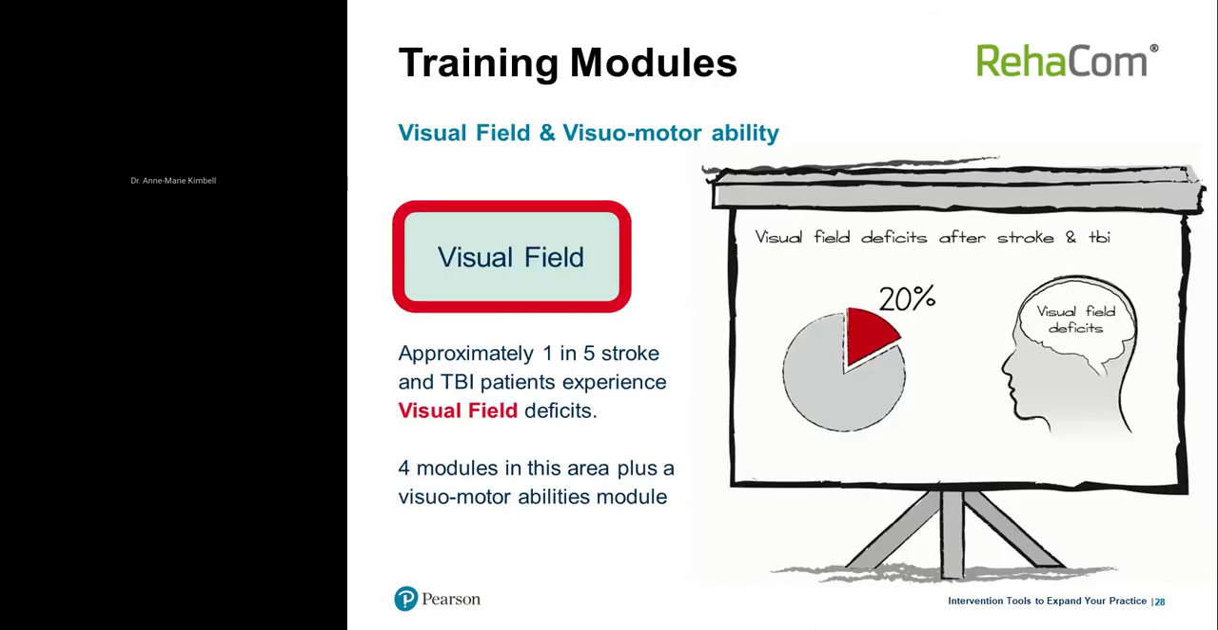The visual field training has 4 visual field therapy modules plus 1 module for visual motor skills. Up to 30% of stroke and TBI patients have visual field limitations. Visual impairment is a really common finding after stroke and can have negative implications on quality of life and activities of daily living. With visual field loss, you're unable to see a section of your field of vision, usually because the vision areas of your brain have been damaged, and the eyes themselves may work normally, but the brain isn't processing the images from one area of vision.